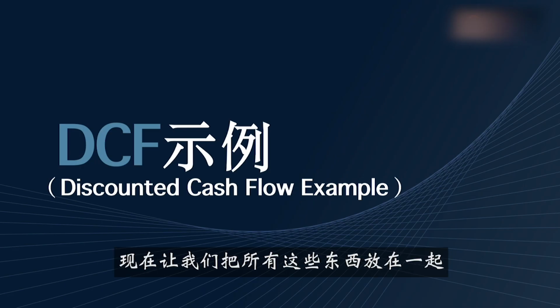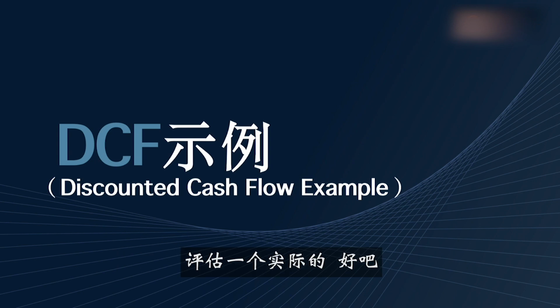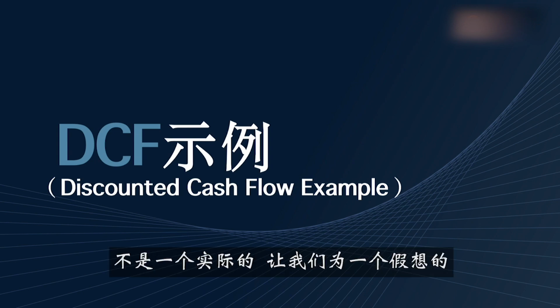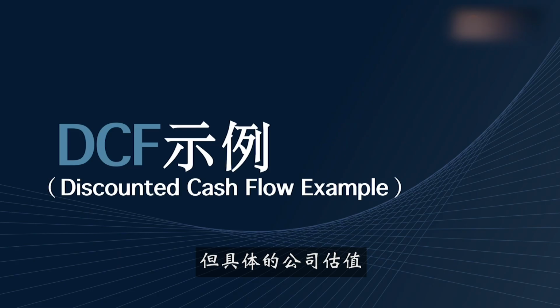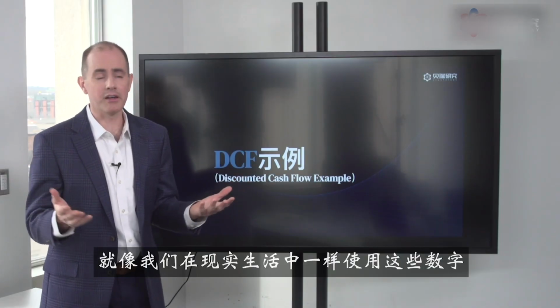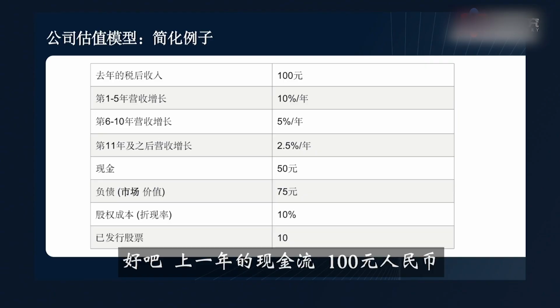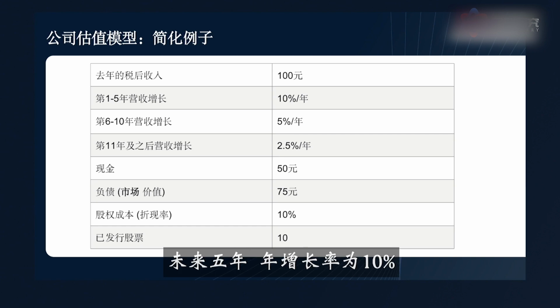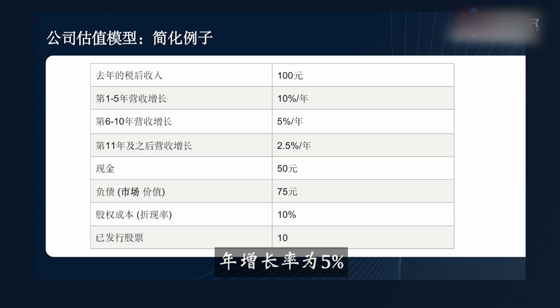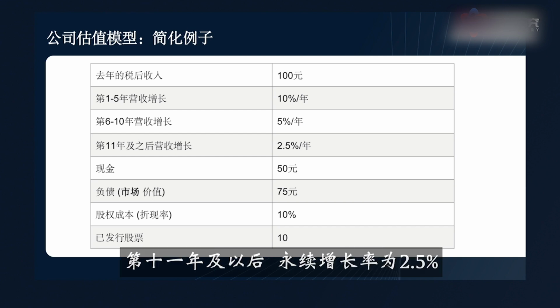Now let's put all these things together and value an actual, well, not an actual, let's value a hypothetical company, but a specific example using numbers just like we'd find in real life. So let's assume these are the numbers. Okay, so cash flow the prior year, 100 RMB. Growth the next 5 years, annual growth is 10% per year. Growth years 6 through 10, 5% per year. And year 11 and after, perpetual growth at 2.5% annually.